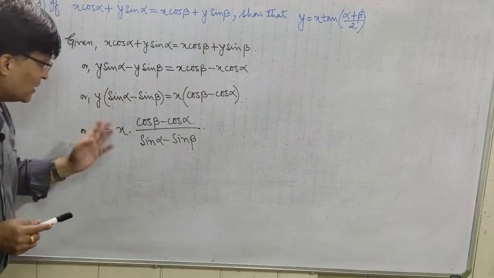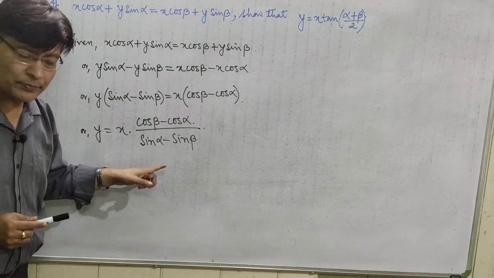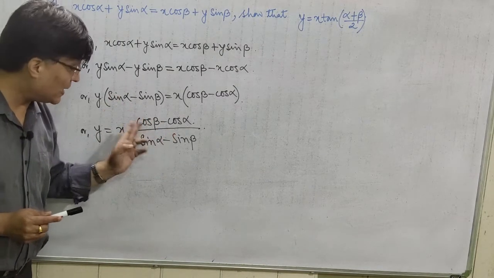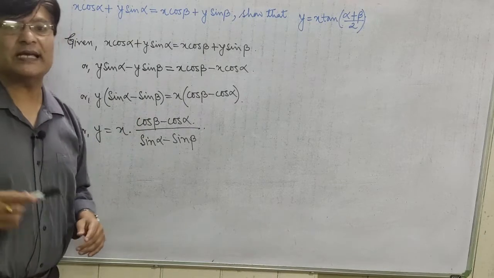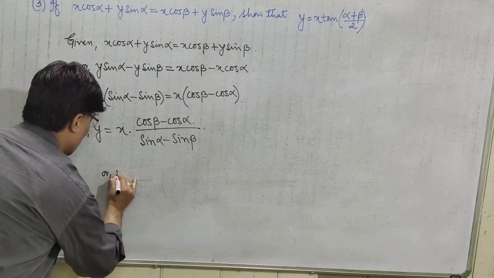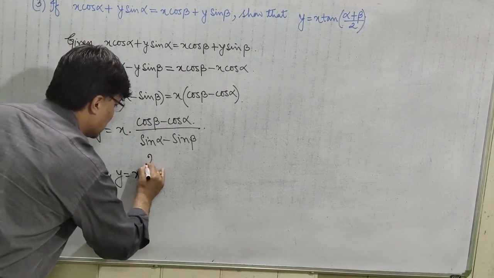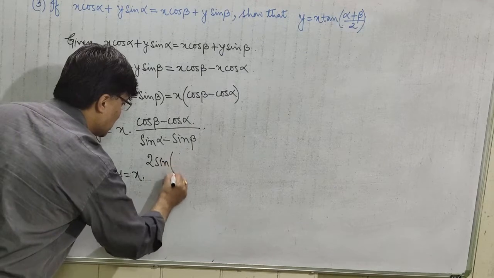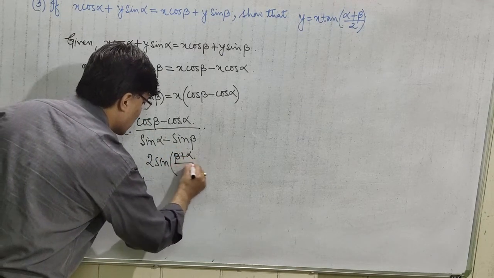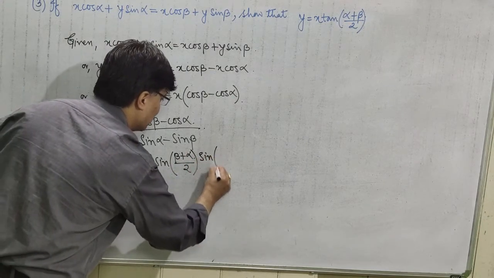Okay, so now in this case let us use the formula in the numerator as well as in the denominator. In the numerator you can use cos c minus cos d, and in the denominator you can use sin c minus sin d. So let us use the formula now. Or y is equal to x into, what is cos c minus cos d? 2 sin of (c plus d) by 2, beta plus alpha by 2, that is sin (c plus d) by 2. Then sin of (d minus c) by 2.